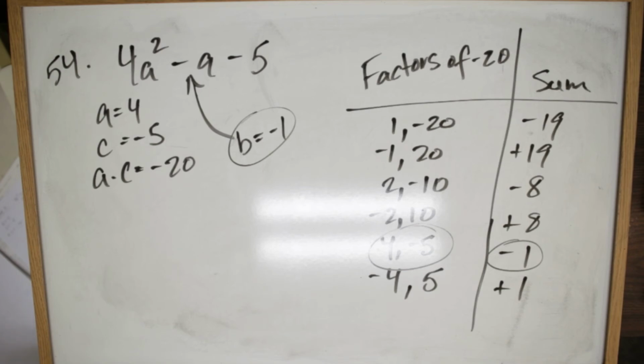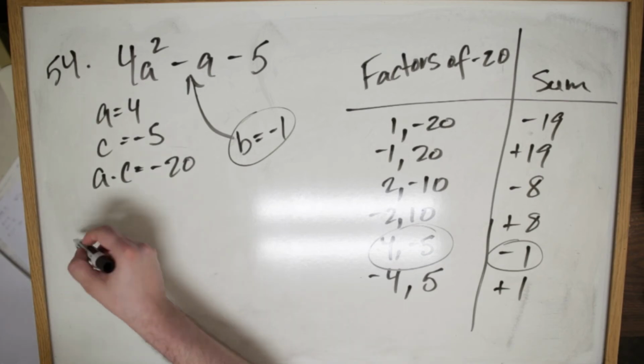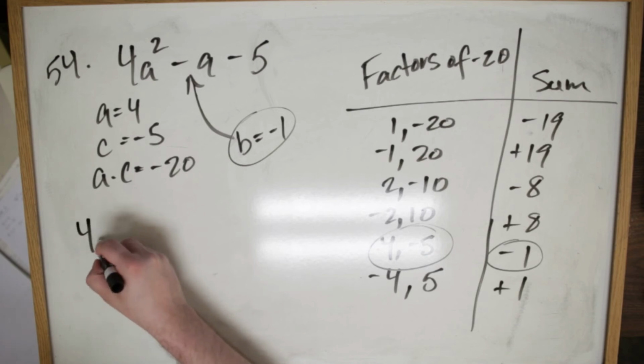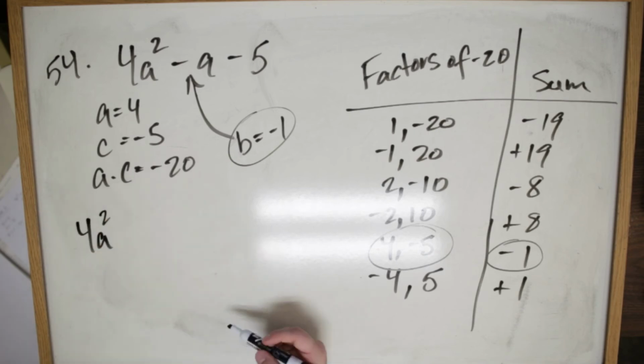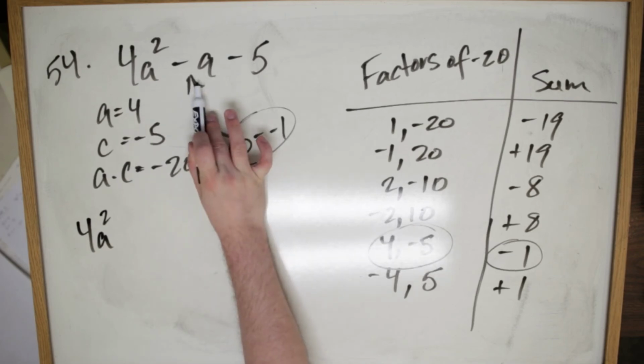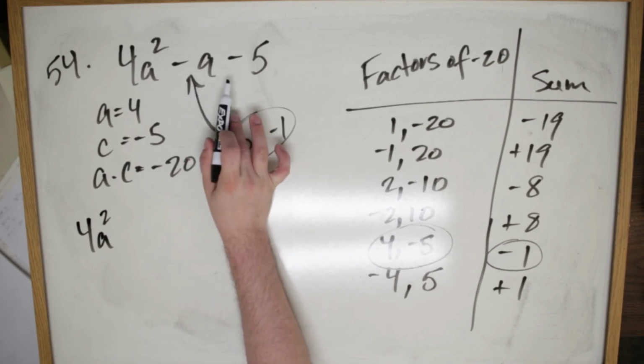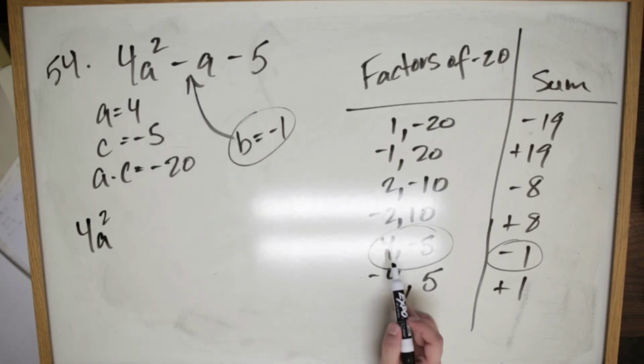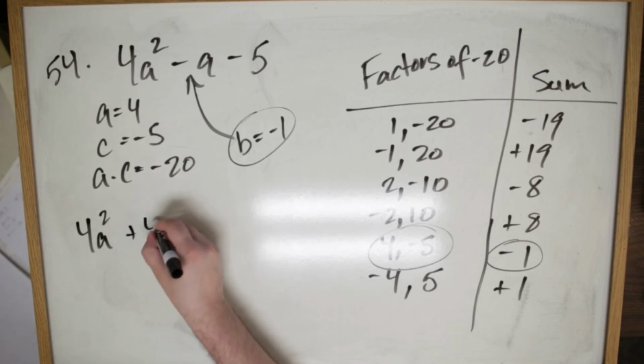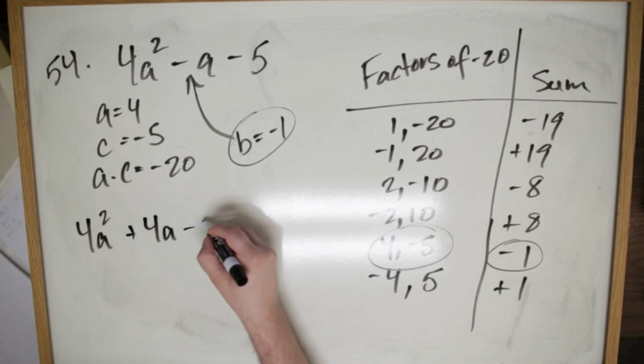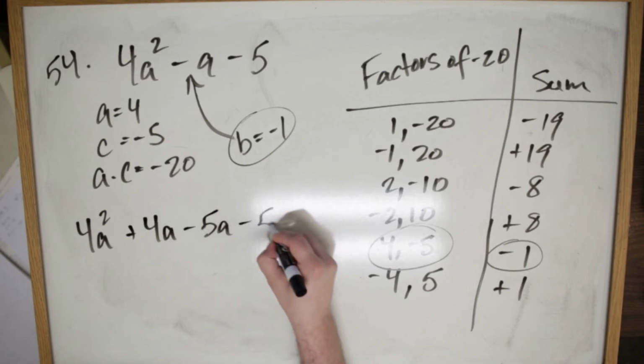Okay, this is where things get a little tricky, and the reason why is because we are going to be doing something called grouping. We did this the last time, the last section. So I want to show you how to do it in this case. What we're doing is we are going to be taking this middle term and splitting it into two separate pieces, which are made up of these two factors that we just found. So in this case, we are going to do a plus 4a minus 5a minus 5. Okay?